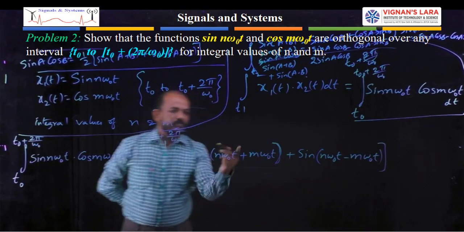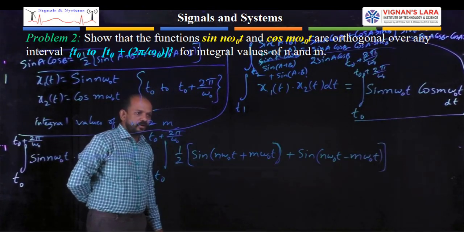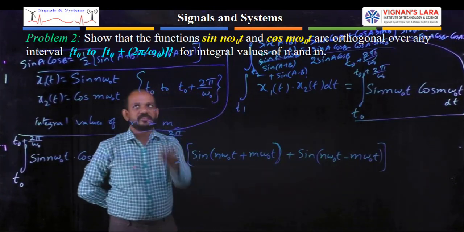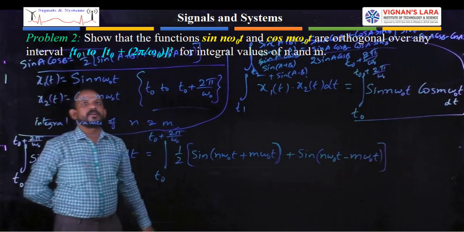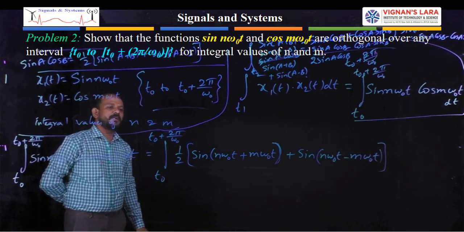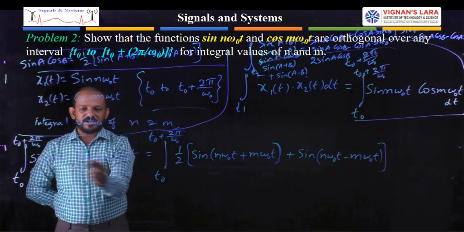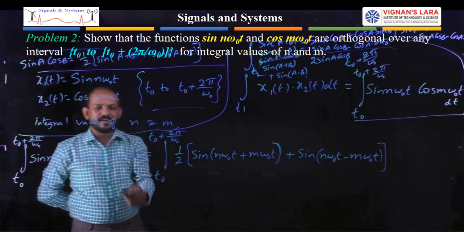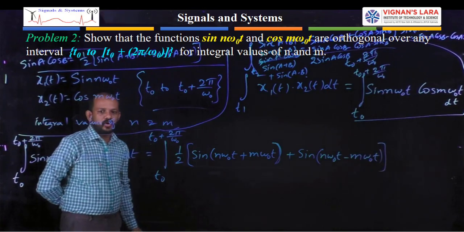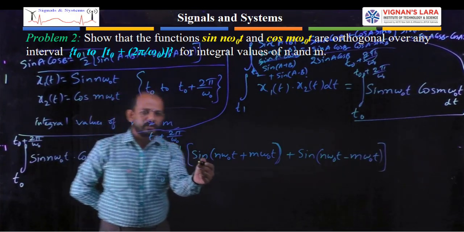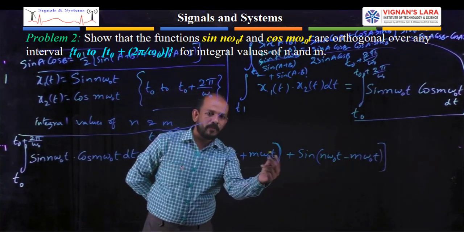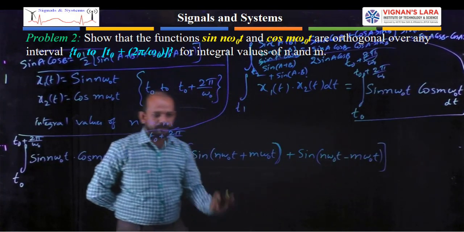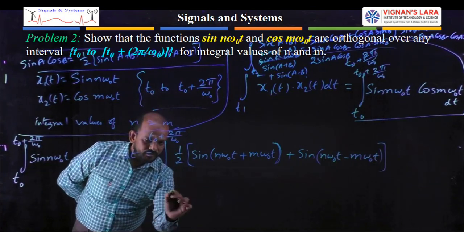Sine of n omega naught t plus m omega naught t plus sine of n omega naught t minus m omega naught t. So your formula sin A cos B equals 1 by 2 into sin of A plus B plus sin of A minus B. I applied the formula for the given data. By applying this formula I can write the integral of sin n omega naught t into cos m omega naught t as 1 by 2 into sin of n omega naught t plus m omega naught t plus sin of n omega naught t minus m omega naught t. Okay, so I am solving this.